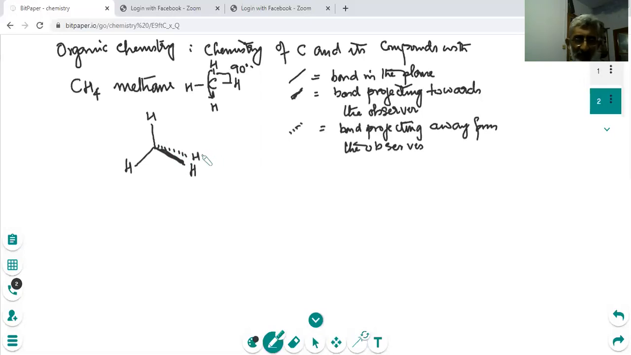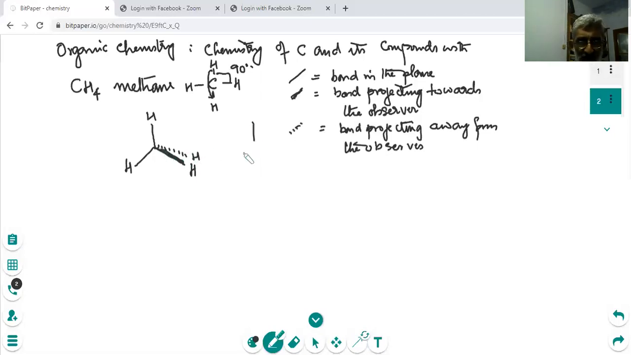Why? Because you are not able to see this fourth hydrogen. But still, you have to show there is a fourth hydrogen. So it is actually being eclipsed behind this. That is how you represent it. Make sure you're drawing like this.